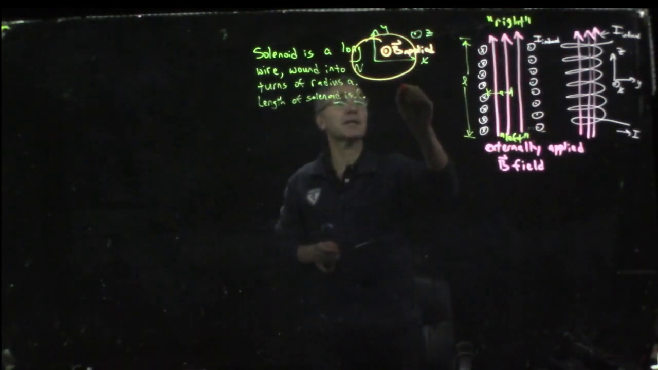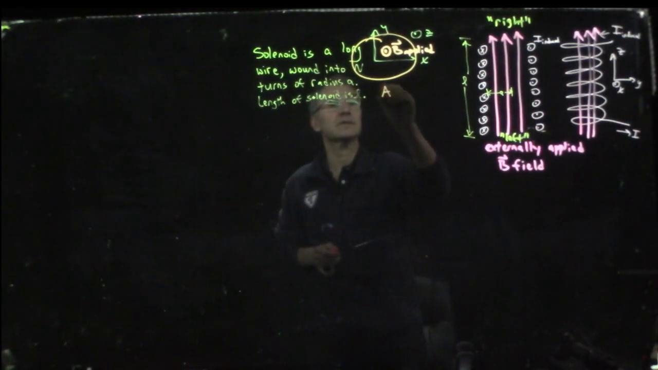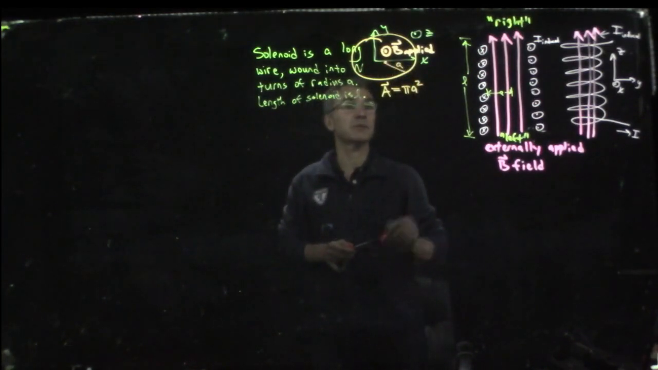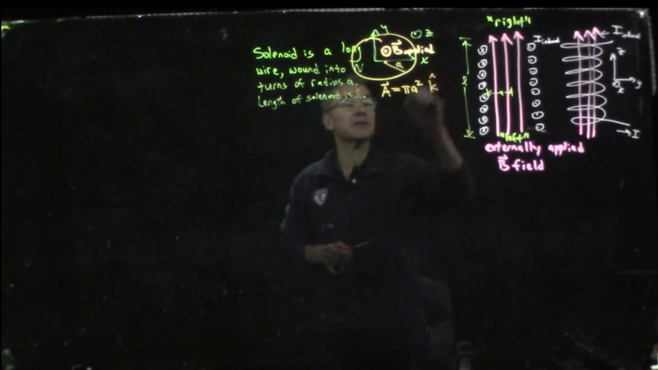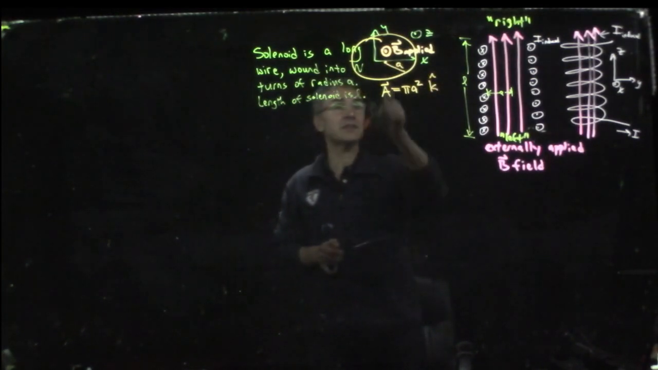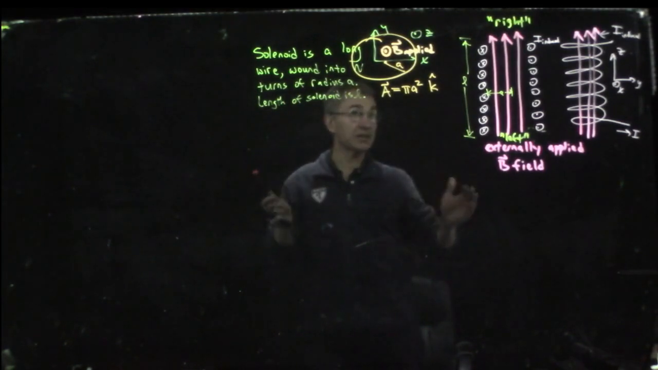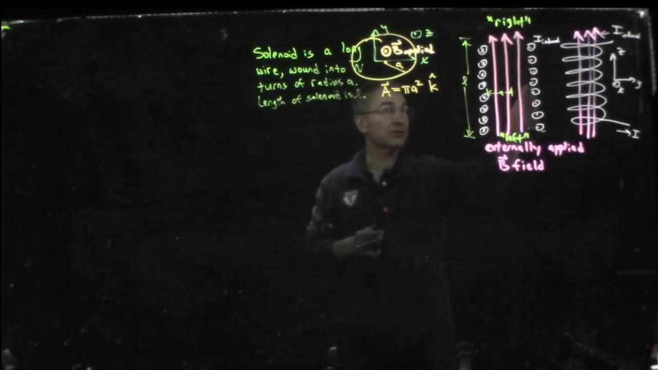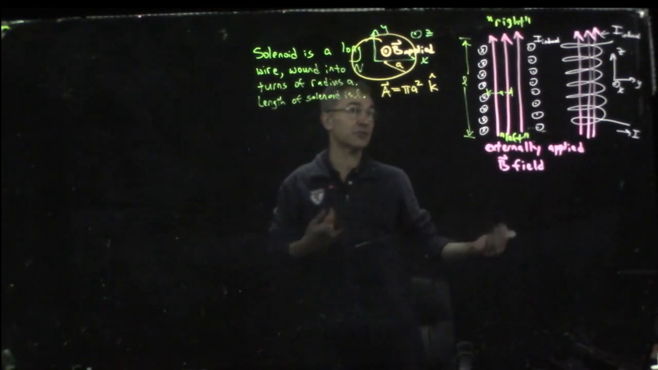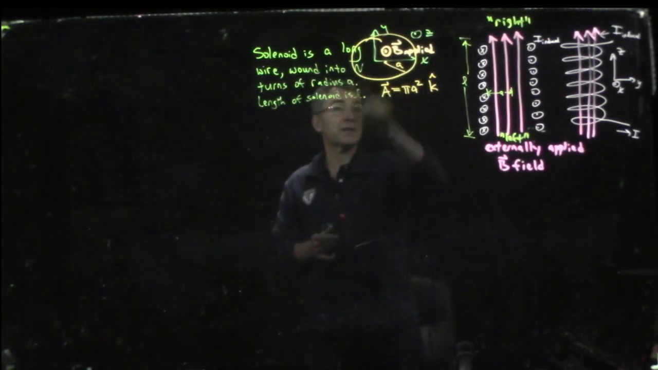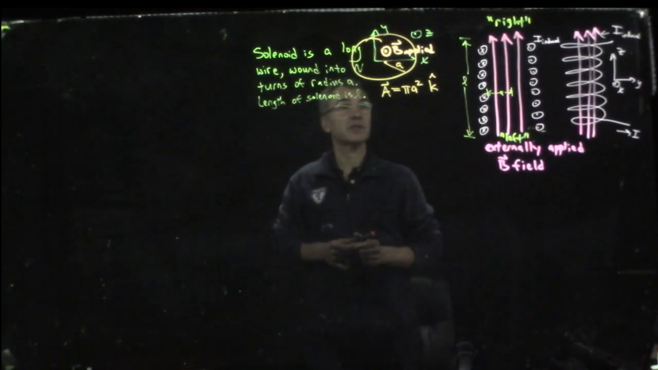So I'm going to make my area vector of this loop be pi a squared, because the radius of the circle is a from the problem statement. I'm going to make my area vector point out of the page. And then here, my applied magnetic field, some externally applied magnetic field. So it's not a magnetic field created by a current in this solenoid, it's a magnetic field externally applied, which then induces a current in this solenoid. So my externally applied magnetic field is also pointing out of the board.